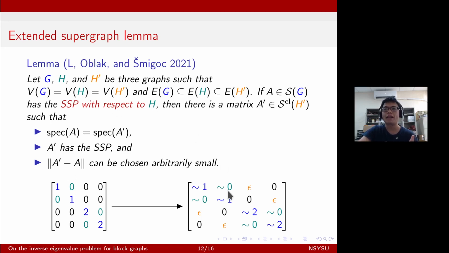But the only drawback is after you perturb the zero a little bit, you are not quite sure whether it is still zero or it is non-zero. That's something that we need to take care of or be careful about.